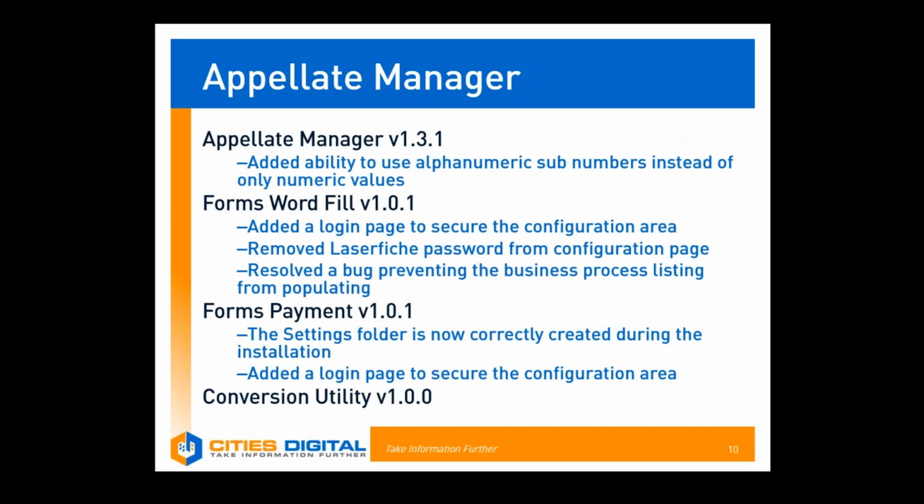Next on the list we have the Appellate Manager. This is an application used by courts in different markets around the country. Our Appellate Manager is now up to version 1.3.1. We've added a number of different features for the alphanumeric subnumbers. We also updated separately the forms word fill, forms payment utility, and the conversion utility that we have. So a couple of different updates have been applied.